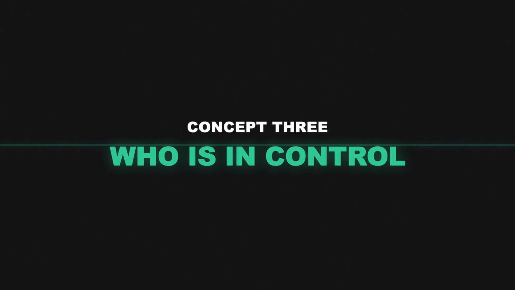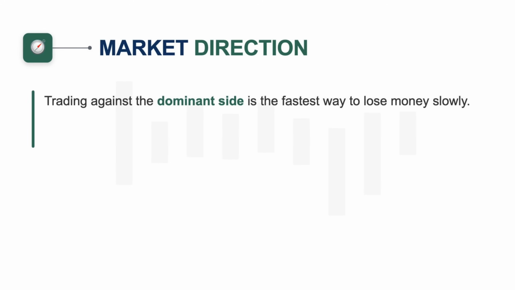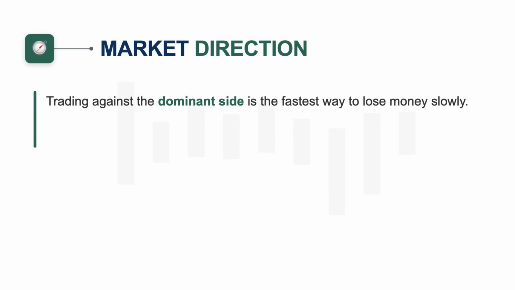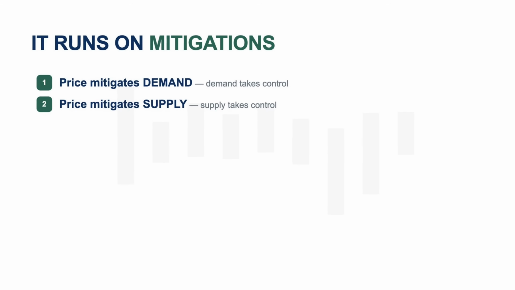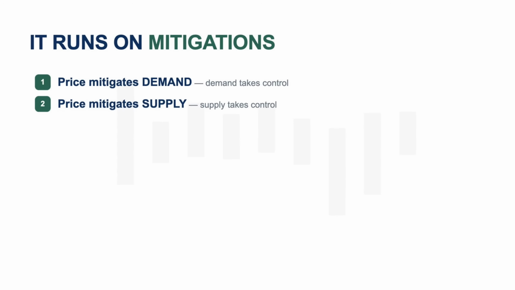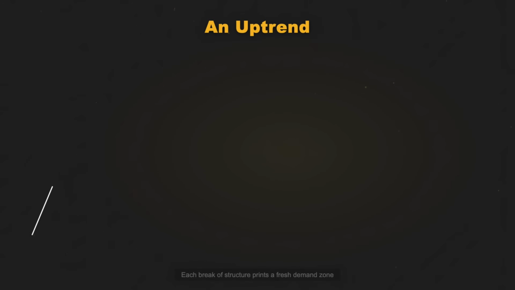Third concept, market direction. Who is actually in control? This is always the first question on any chart because trading against the dominant side is the fastest way to lose money slowly. The system runs on mitigations. When price mitigates a demand zone, demand takes control. When price mitigates a supply zone, supply takes control. That's the whole mechanic. Picture an uptrend.